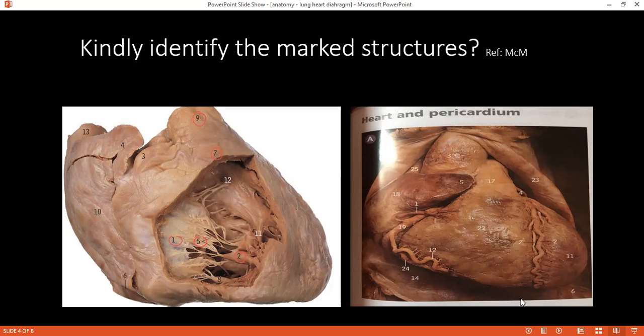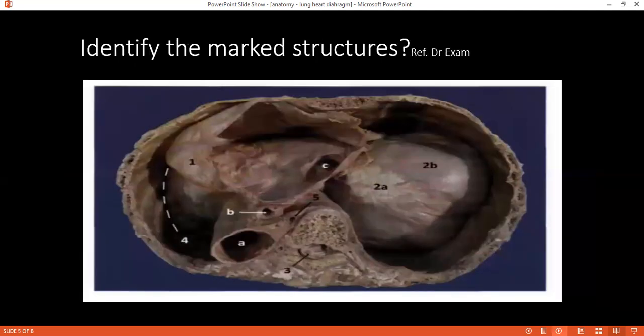Okay. Can you please tell me what you are looking at? Which view is this? This is the view of the diaphragm. Yes, superior view of the diaphragm. But this is not the diaphragm. This is the pericardium. How many layers of pericardium are there, please? We have 3 layers, visceral and parietal and fibrous.